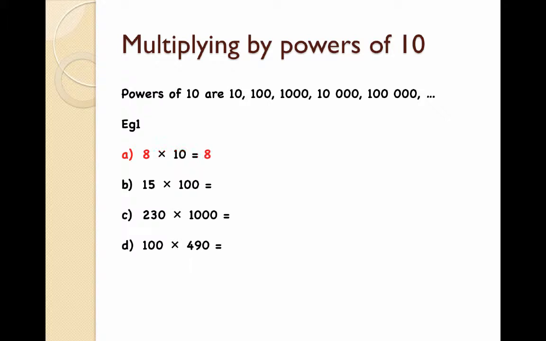8 times 10. I'm going to start off with that 8. That 8 is going to be in my answer. Because I'm multiplying by 10, which just has 1 zero on it, I'm going to put 1 zero on the end of that 8. 8 times 10 is 80. You may have known that one.